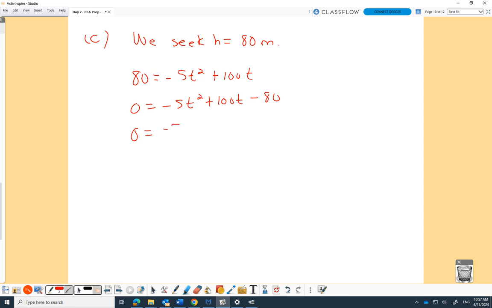-5t squared minus 20t plus 16. I'm still not convinced it factors. What two numbers multiply to 16 but add to -20? 1 and 16? No. 2 and 8? No. 3 and 5? No. 4 and 4? No. She no factor. But we made a good attempt at it.